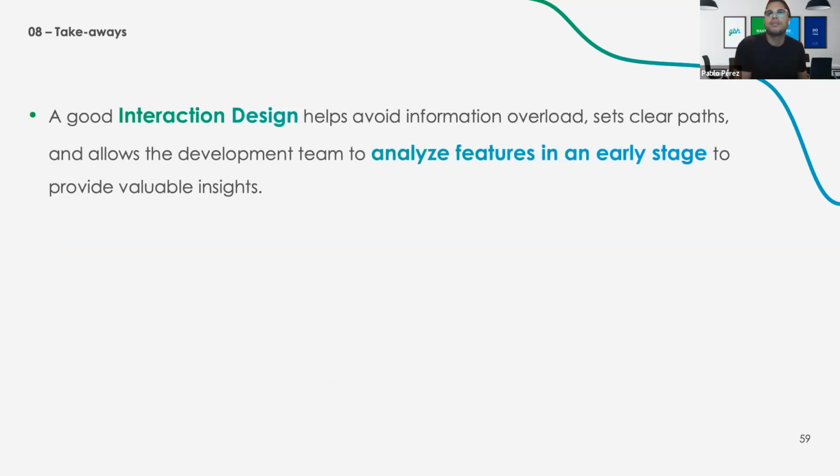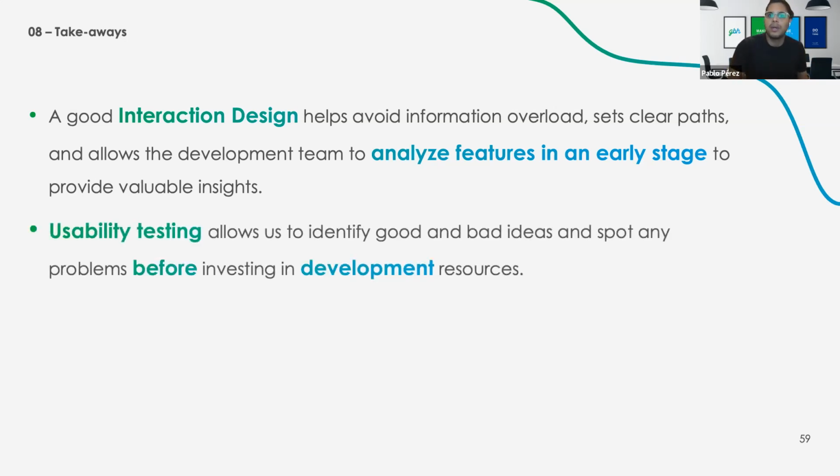A good interaction design helps avoid information overload, because it is designed and tested, sets clear paths, and allows the development team to analyze the features at a very early stage to provide valuable insights. We as designers probably don't know all the technical constraints of the tech stack that was chosen, and when developers see the wireframes, they understand whether something is implementable or whether, because of the framework chosen, it's not going to fly. So we have to redesign it at that early stage, before the visual design and all the structure you saw, and the resources are well spent.